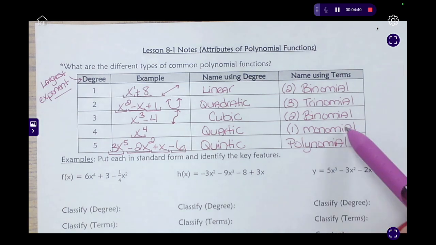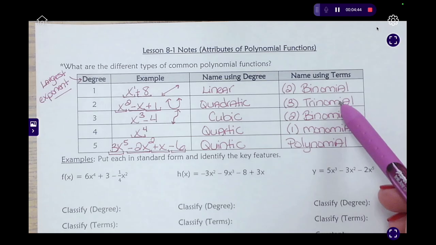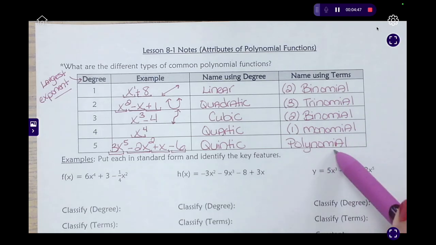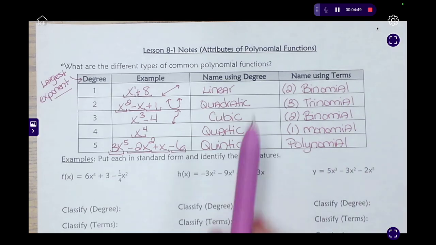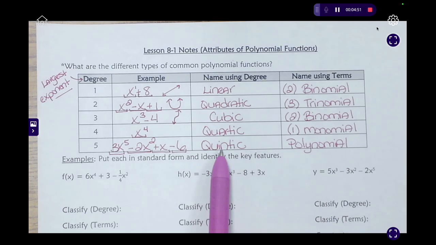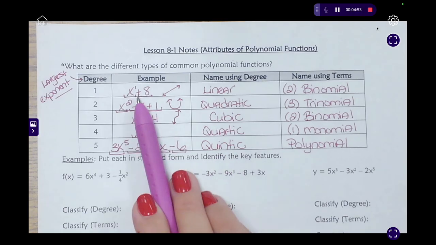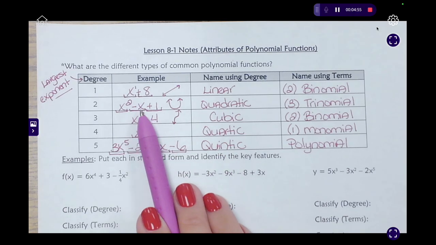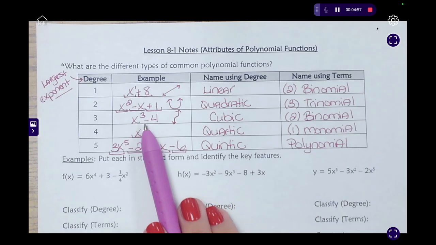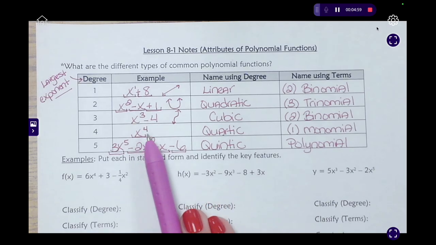Okay, so we have monomial, which is 1 term, binomial, which is 2, and trinomial, which is 3. Anything after 3, we're just going to name as a polynomial. But your degree is looking off of your largest exponent. So a degree of 1 is linear, degree of 2 is a quadratic, degree of 3 is a cubic, degree of 4 is a quartic, and the last one, your 5, is a quintic.